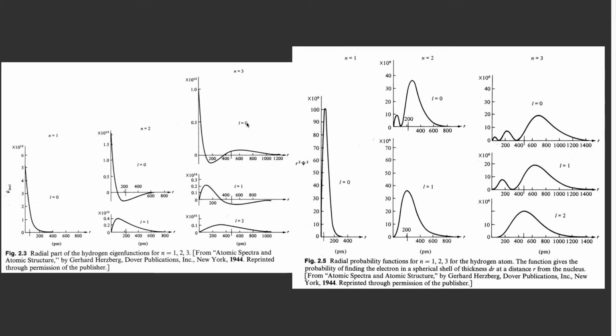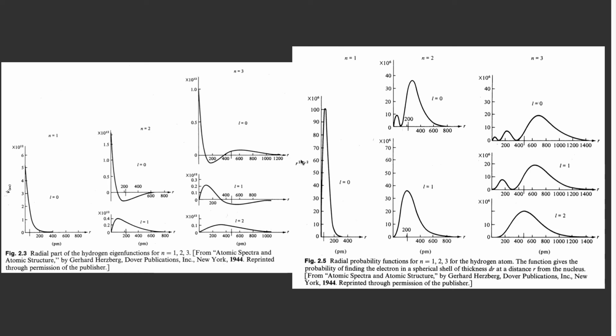And then for n equals 3, L equals 0, there are 2 radial nodes. For n equals 3, L equals 1, there's 1 angular node and then 1 radial node. And then for n equals 3, L equals 2, there are 2 angular nodes, and so no radial node.